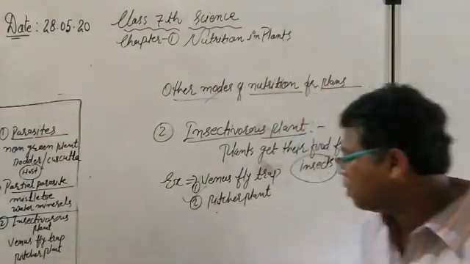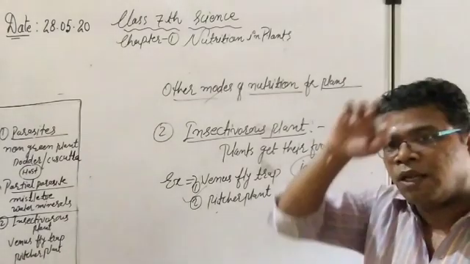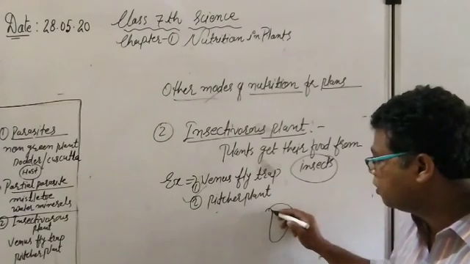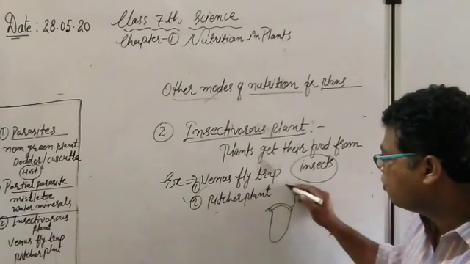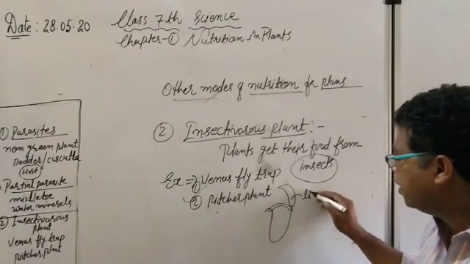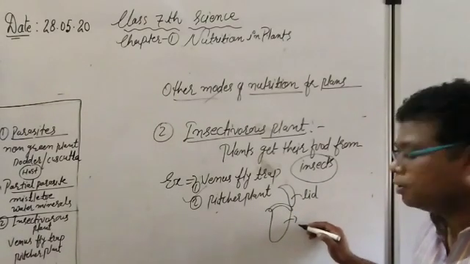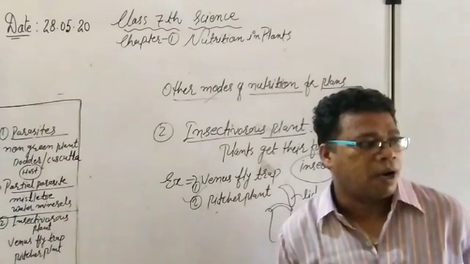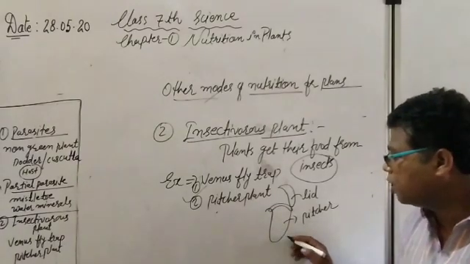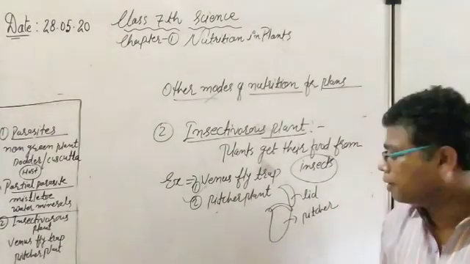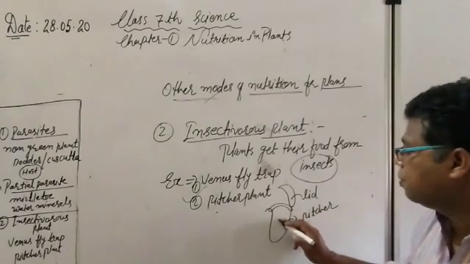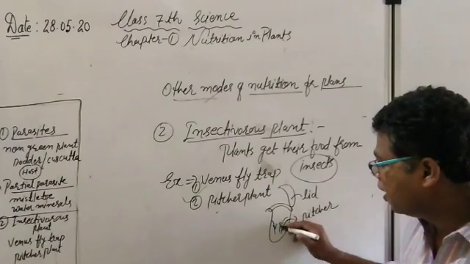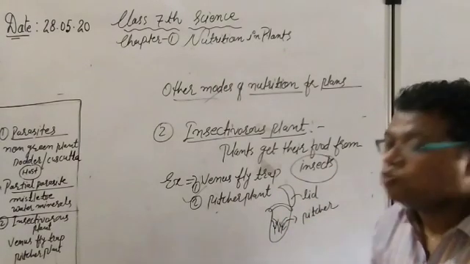What happens in the pitcher plant? In the pitcher plant, the leaf is converted in the form of a pitcher and a lid. Lid means dhakkan, and pitcher means ghada. So the leaf is converted in the form of the pitcher and one lid is also present there. And inside the pitcher, there are so many hairs, which are positioned downwards.